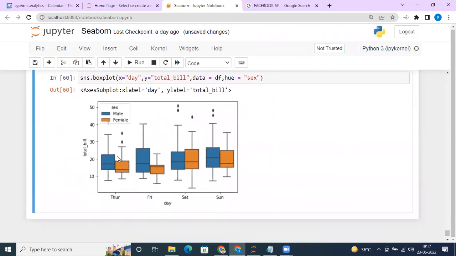Even on Thursday, see males and females. On Friday again, males and females. Your blue are male and orange are females. Again, Saturday, males and females. On Sunday, males and females. So further analysis you can do, which is giving you proper information. The deeper you go, the more insight you will get.